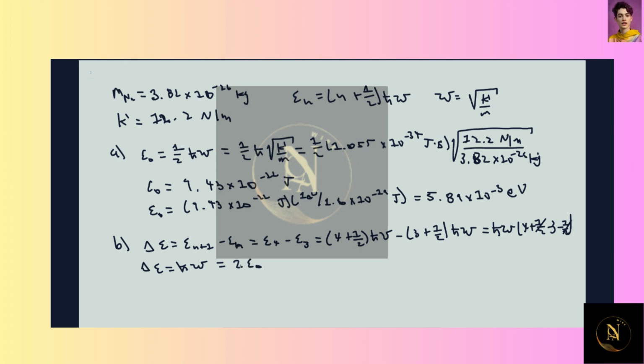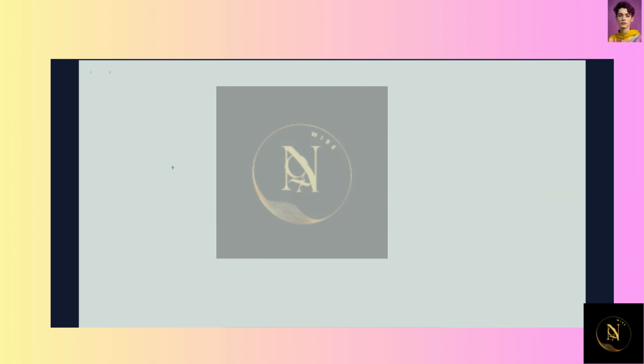So we can use this relationship to figure out really easily the energy of the photon, or the energy of this transition, I should say. Delta E is just equal to 2 times 5.89 times 10 to the minus 3 eV, which is equal to 0.0118 electron volts.